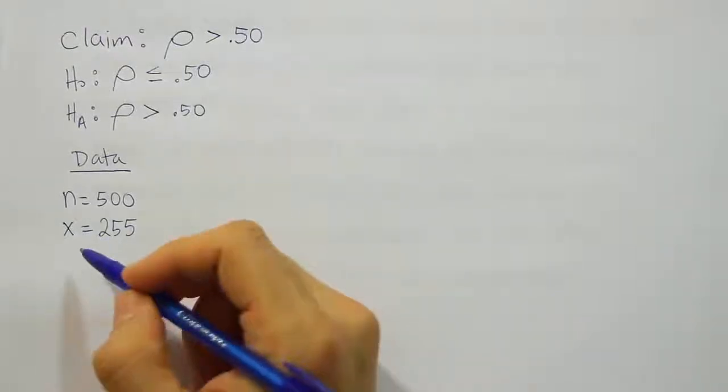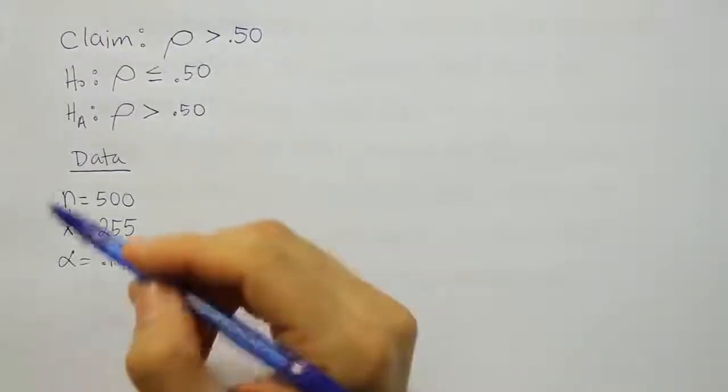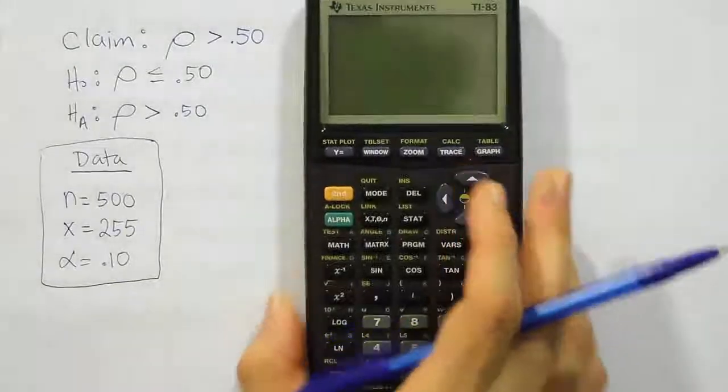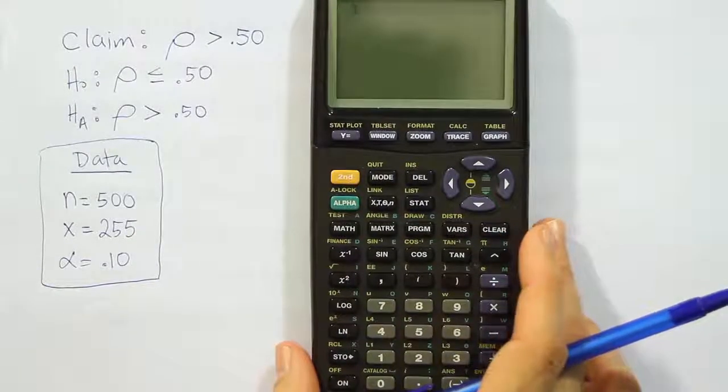So x is 255 in this case. And then finally, we're given a significance level. They said that alpha was 0.10. So that's our data for the problem. Turns out that's all we need for our calculator. So let's go ahead and use our calculator now to get the rest. And the rest of what it's going to give us is essentially the test statistic and the p-value.